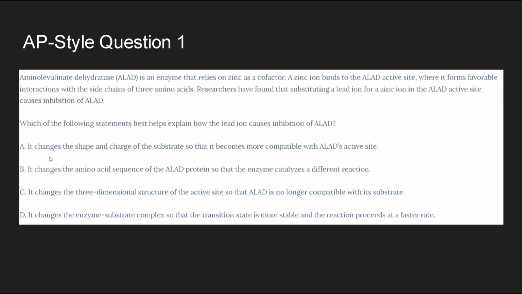A. It changes the shape and charge of the substrate so that it becomes more compatible with ALAD's active site. B. It changes the amino acid sequence of the ALAD protein so that the enzyme catalyzes a different reaction. C. It changes the three-dimensional structure of the active site so that ALAD is no longer compatible with the substrate. Or D. It changes the enzyme-substrate complex so that the transition state is more stable and the reaction proceeds at a faster rate. Please pause the video here and come back when you have an answer.